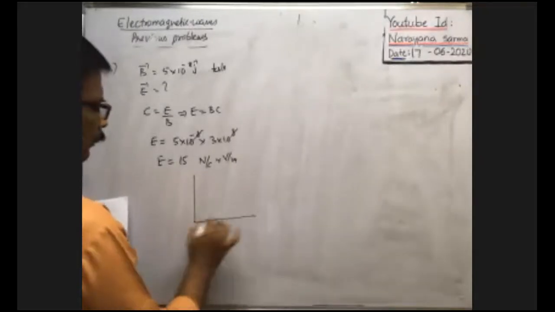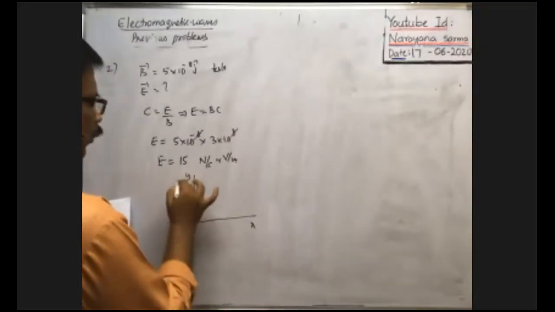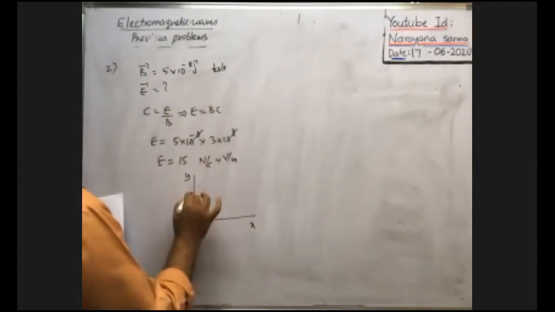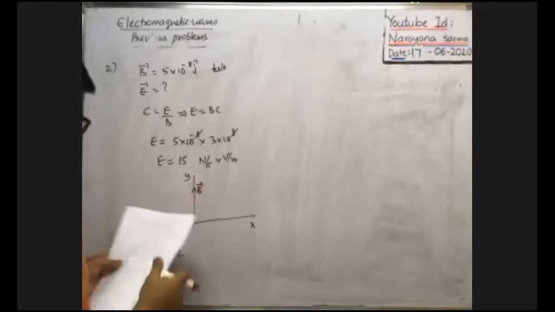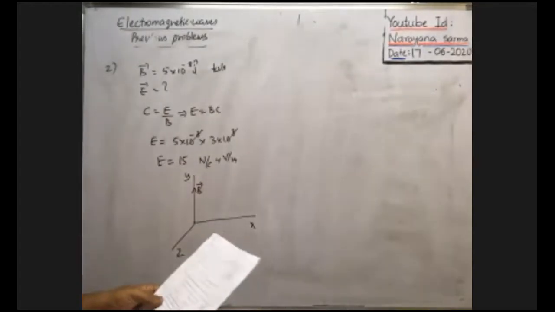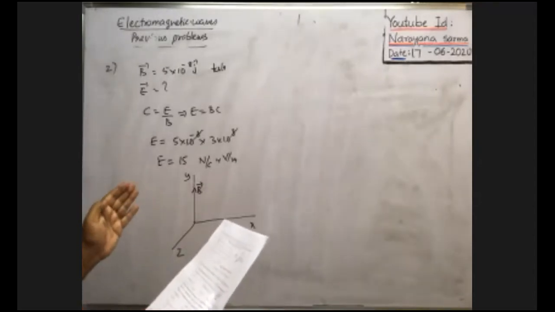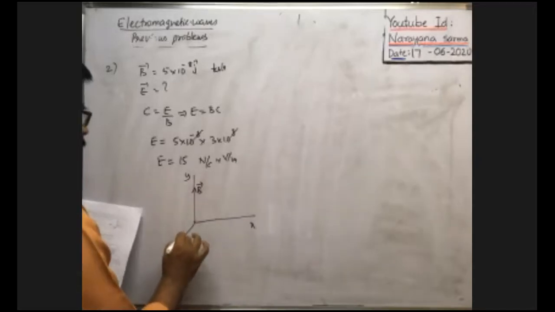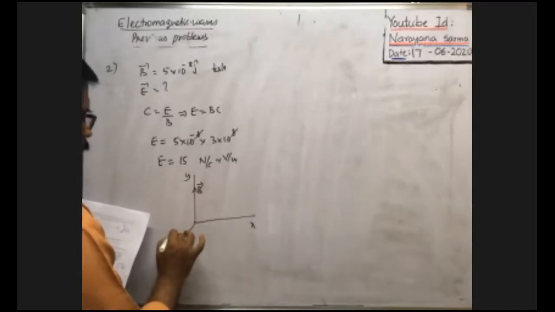So you see, here it is x-axis, y-axis, z-axis. Magnetic induction is along positive y-axis, so magnetic induction in this direction. What is the direction of propagation of the wave? Here the wave, having some frequency, is propagating in vacuum along the z direction. That means the wave travels in the positive z direction. Along this direction, the speed of light is there. Wave travels in this direction.